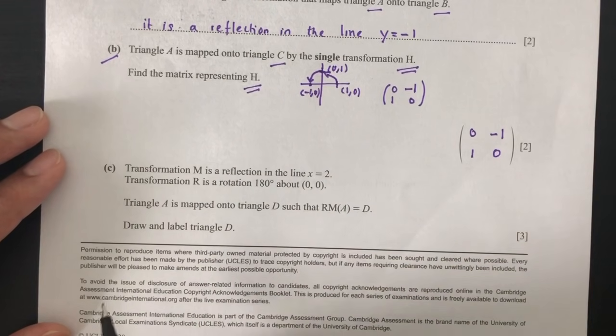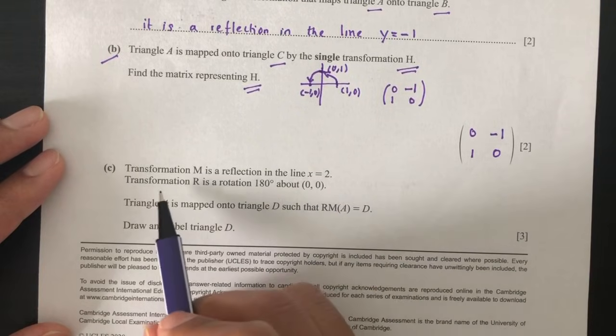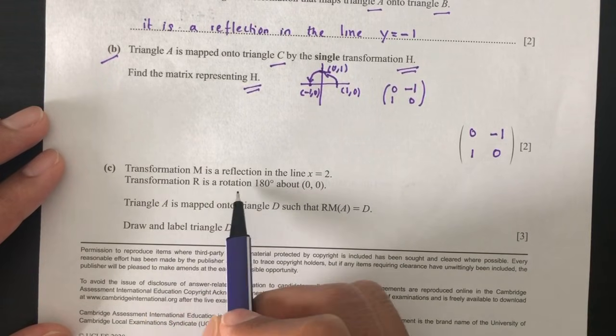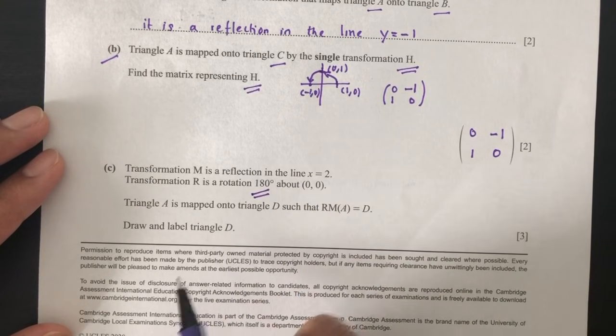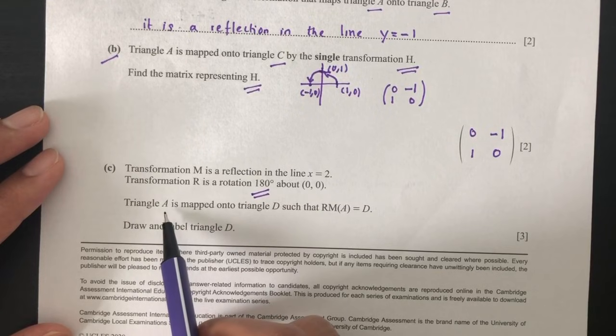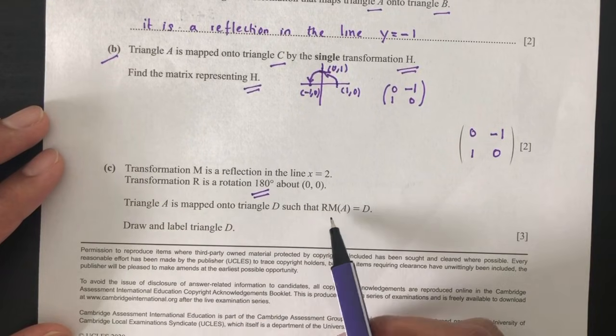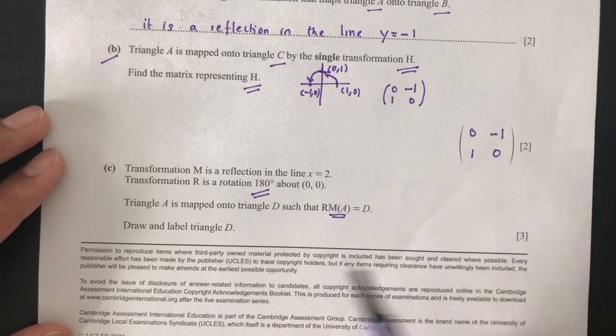Now part C, a transformation M is a reflection in the line x equal to 2. And a transformation R is a rotation 180 about 0, 0. So now triangle A is mapped onto triangle D such that we have M applied onto A and then R onto these two. So let's do one by one.